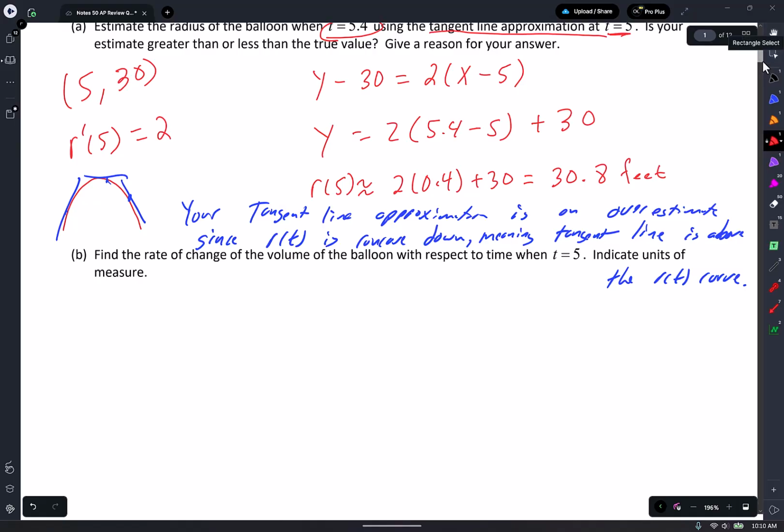I do not know how many points that was. If I had to take a guess, maybe 2. One for the tangent line, one for the approximation. Are we okay so far? All right. Yeah, I got you, miss.